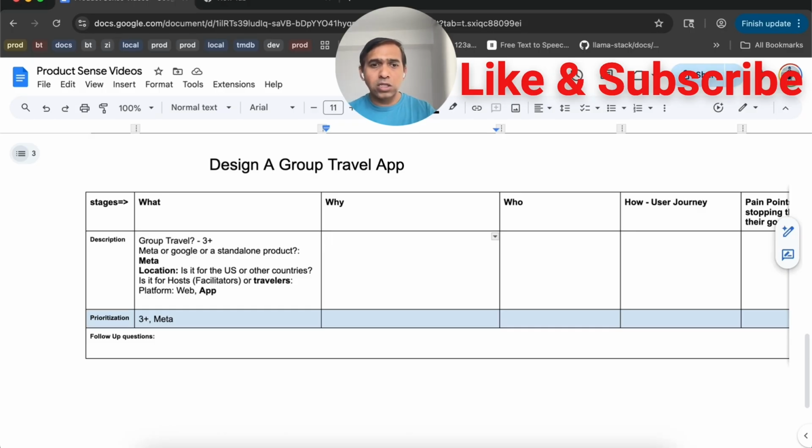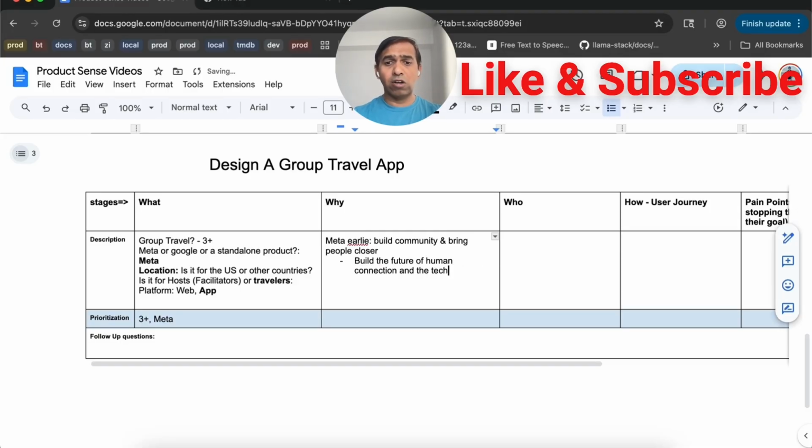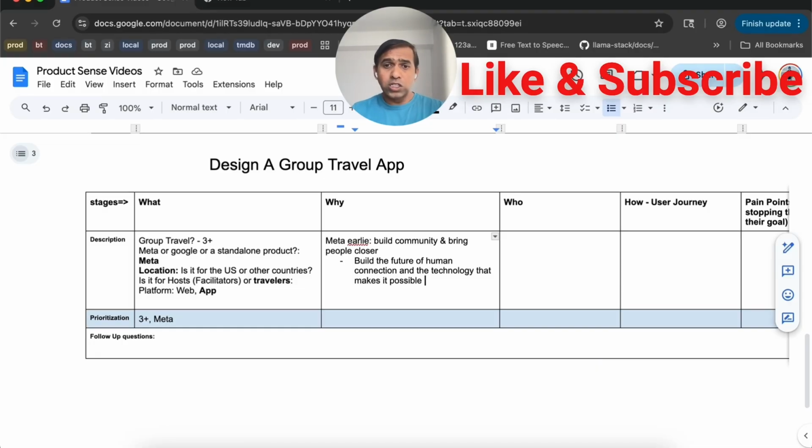Why does Meta want to build this product? Why would their users care about this? To understand Meta's motivation behind this product, we should consider their mission. Meta's earlier mission was to build community and bring people closer. Recently, they added a technology part: build the future of human connection and the technology that makes it possible. If you don't know this, you can either make an assumption or ask the interviewer.